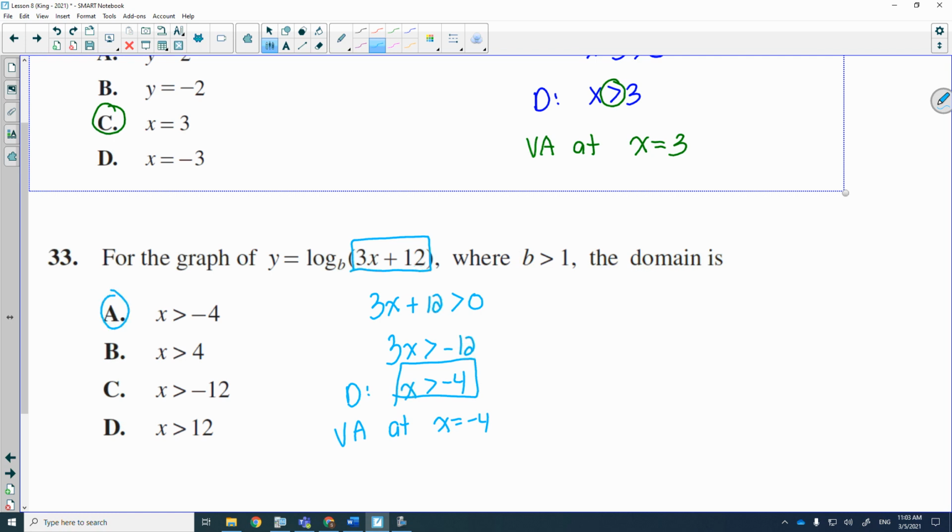A. Viola, to go back to what you were saying, if I factored out that 3, I would have x plus 4, and yes, the h value here is negative 4, so the VA is going to move 4 to the left. That's how you could do that. But I just find this one so much faster to do. I always just say argument greater than 0, solve.